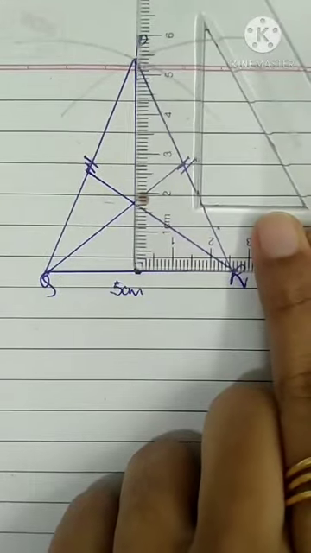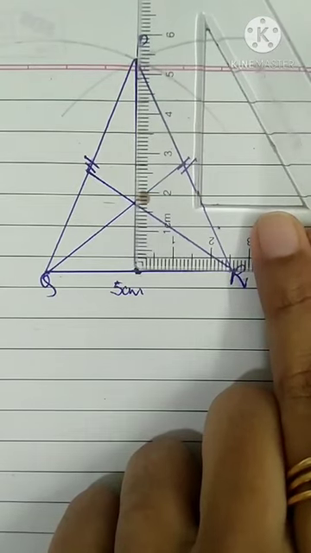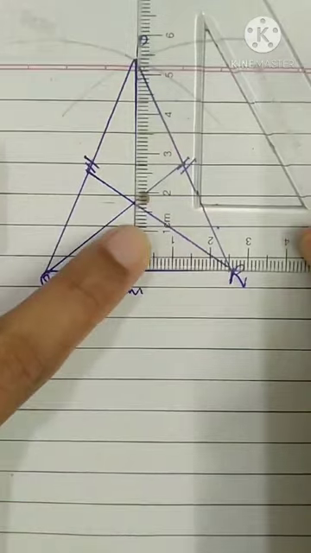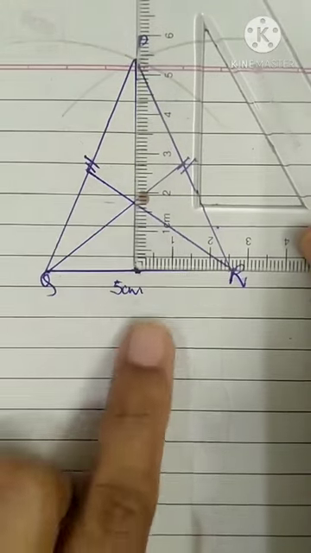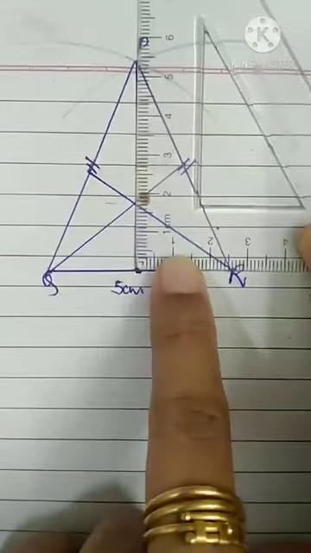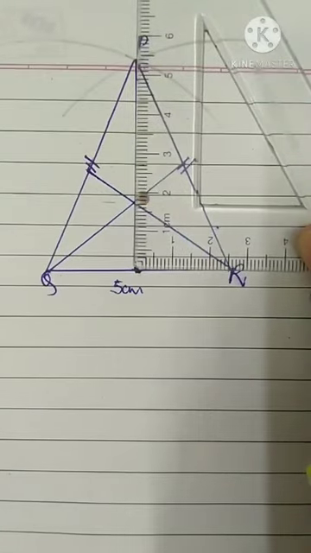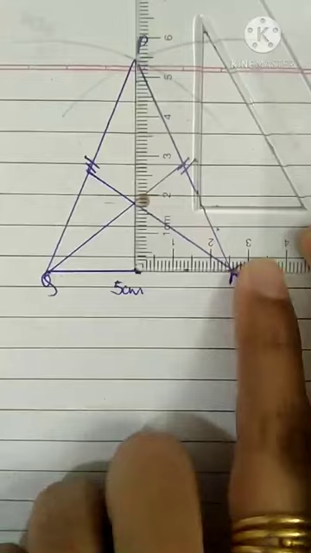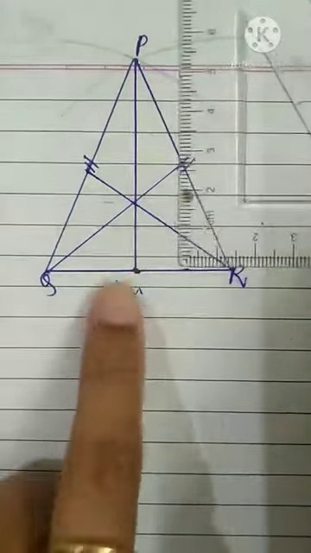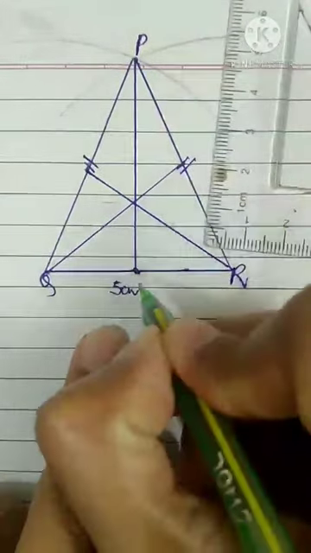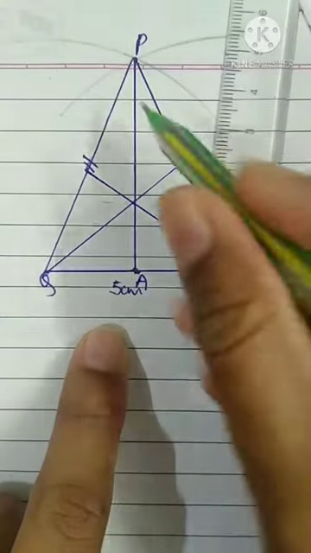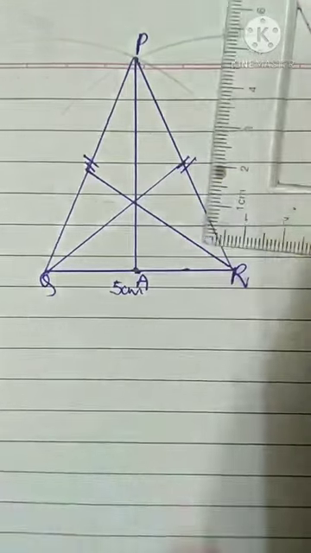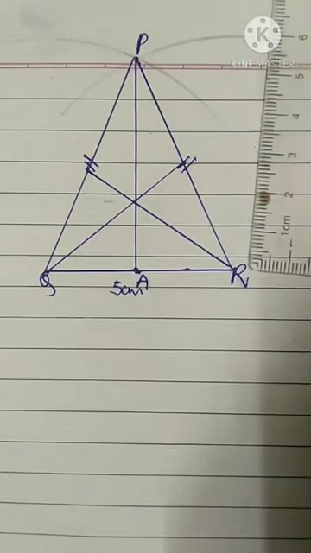I went up. Okay, you can see that. What did you see? The altitude as well as the median of an isosceles triangle for side QR is the same. For side QR, the altitude is also, let us name it as PA. The altitude is also segment PA, the median is also segment PA. So that work is done.